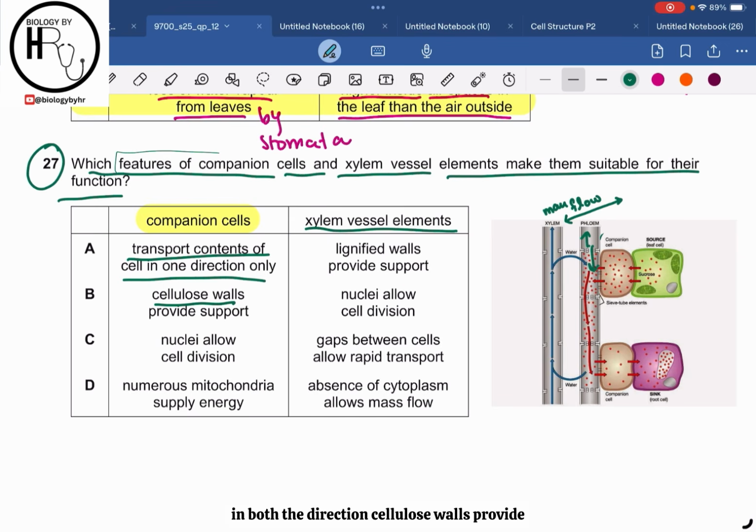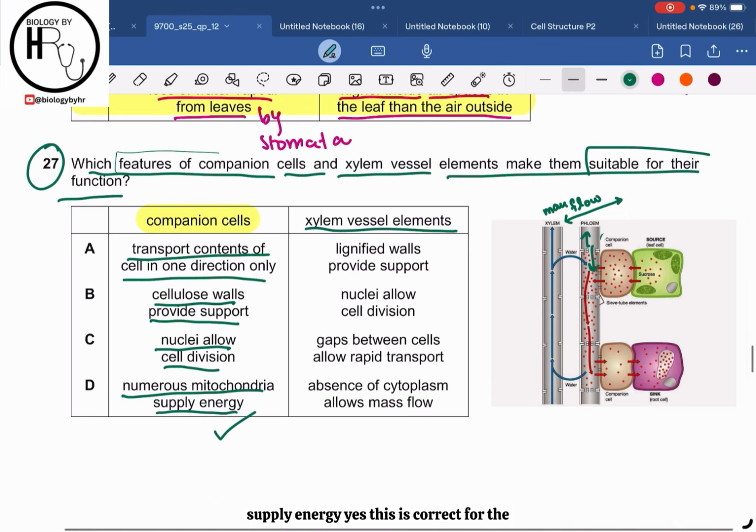Cellulose walls provide support. It is true, but it is not the key adaptation. It is not the key feature. Nuclei allow cell division, so it is not suitable for their function. They are asking specifically what is suitable for their function. Numerous mitochondria supply energy. Yes, this is correct for the companion cell.